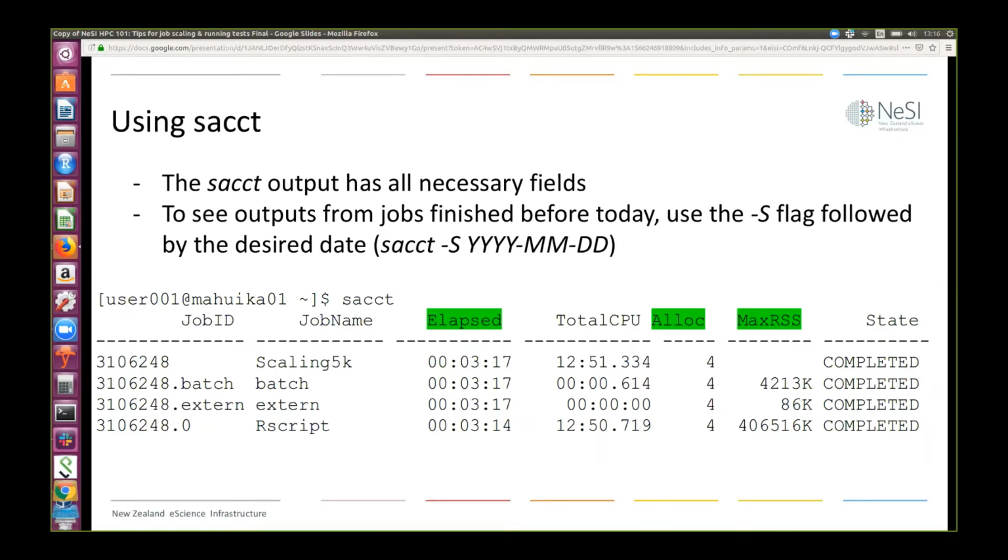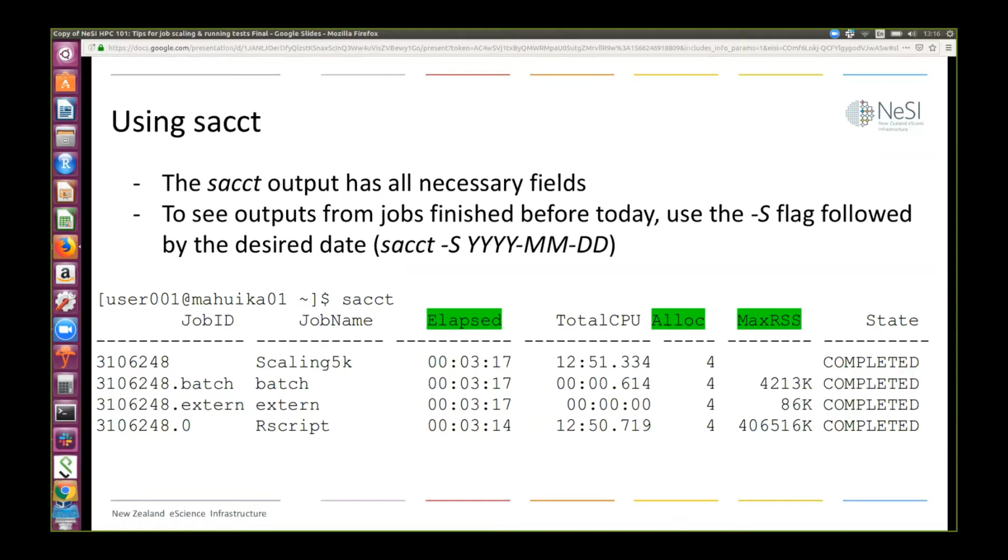a single 5,000 iteration job. The 3 columns that we're going to be wanting to look at are the elapsed column, the alloc column, and the max RSS column. The elapsed column tells you how long the job ran for, the alloc column tells you how many logical CPUs your job had, and the max RSS tells you the maximum memory that your job used at any one point.